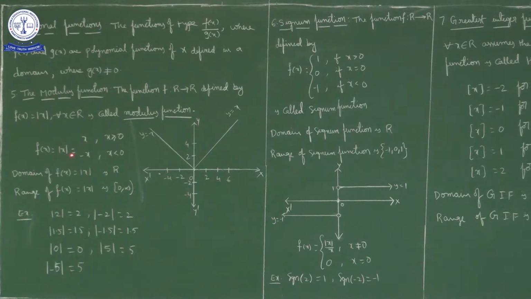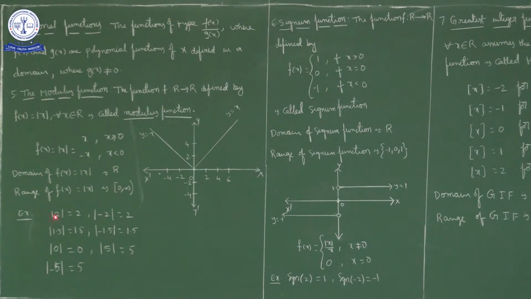So modulus of x is defined like this: modulus of x is equal to x whenever x is greater than or equal to 0. Modulus of x is minus x when x is less than 0. Suppose the inside quantity is non-negative, we directly write that number. Suppose inside the modulus is a negative number, what do we write? Negative of that number, negative of the negative number.